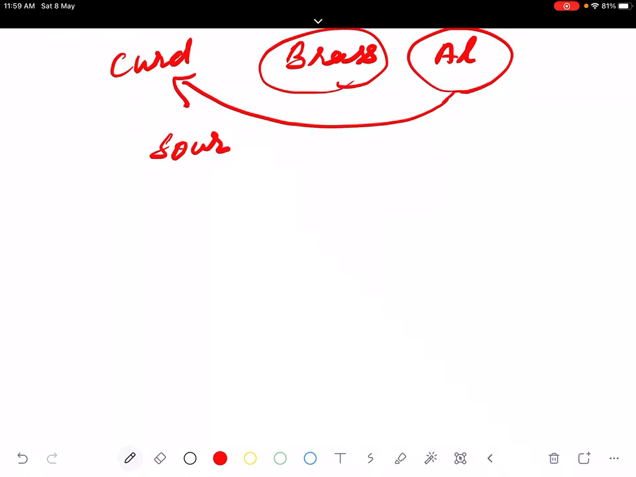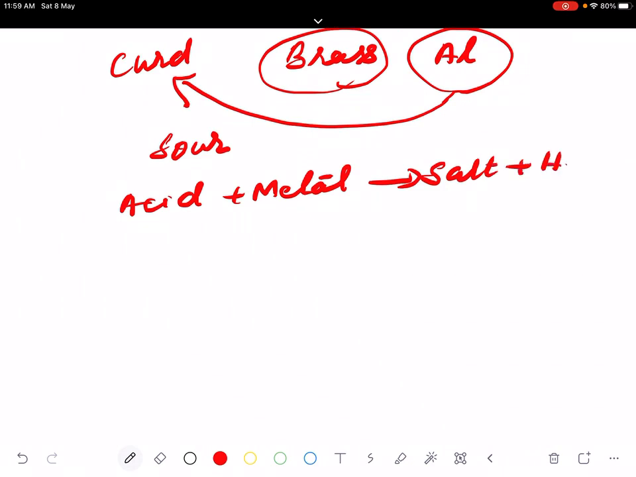Now next question, which gas is usually liberated when an acid reacts with a metal? You know that metal plus acid gives salt and hydrogen. So which gas is liberated? Hydrogen gas. Illustrate with an example. We have seen one diagram for that.